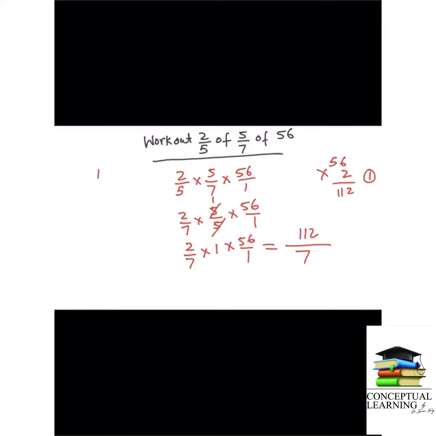So we write down 112 and divide by 7. We do the table of 7 one time. So 11 take away 7 is 4. We can bring 2 here and do table 7 up to 42, 6 times. So 7 times 6 is 42, and your answer is 16. So if we work out 2 over 5 times 5 over 7 times 56, the end result is 16.